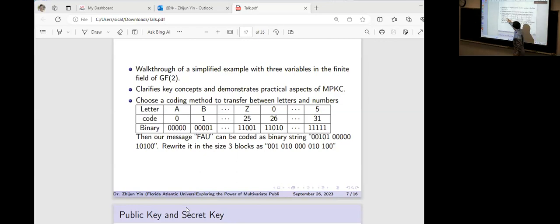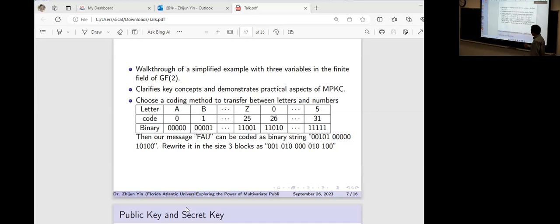So first, A is 0, B is 1, and so forth: A, B, C, D, E, F. F is the sixth letter, which corresponds to the number 5. And the binary word of the number 5 is 4 plus 1, which gives us 00101. That's corresponding to the letter F. And A is just 0, so the binary word is 00000. And U is the 21st letter, which corresponds to the number 20. So 20 equals 16 plus 4, so 10100 will be the letter U coding.